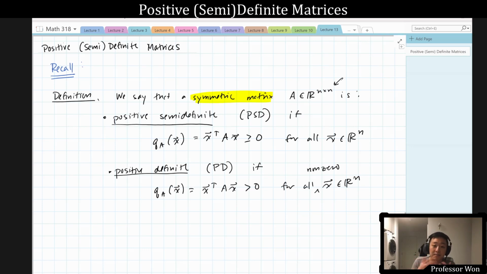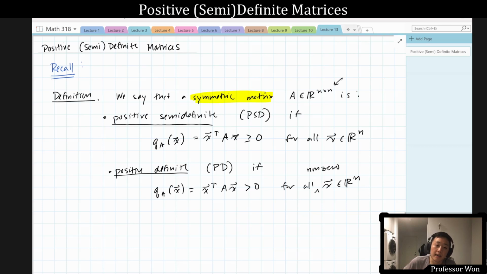Remember we said for every symmetric matrix, you can associate a quadratic form where you take x transpose Ax. That's a homogeneous degree 2 polynomial, and you can graph it and see whether it always lies above the domain, or is always greater than or equal to the domain. If the graph is always non-negative, then you call it positive semi-definite. And if it's always positive except at the origin where it equals 0, then you say it's positive definite.